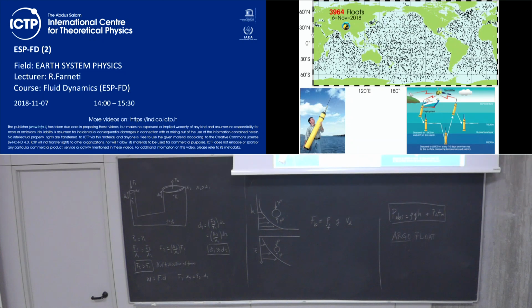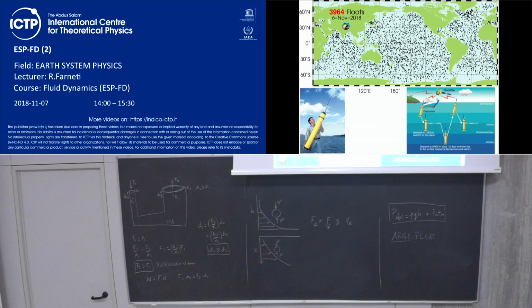So how the system works is, you take this Argo float, you pay a lot of money for this Argo float. And you see how happy that man is with his $1 million Argo float, and he doesn't want to let it go because it's so expensive. And at some point you will have to let it go, and you have to throw this Argo float into the ocean.